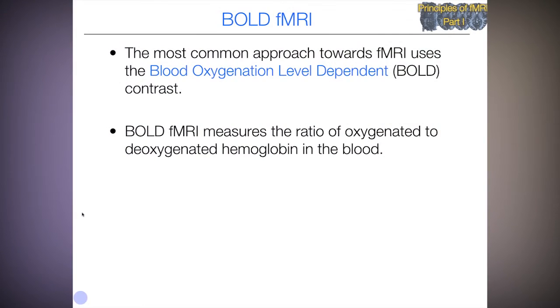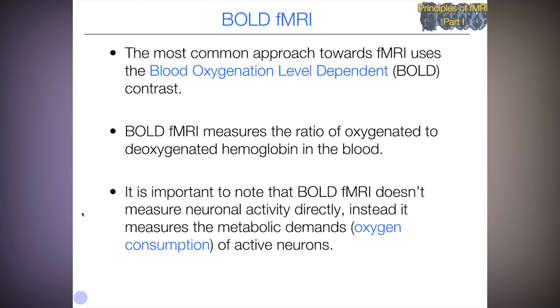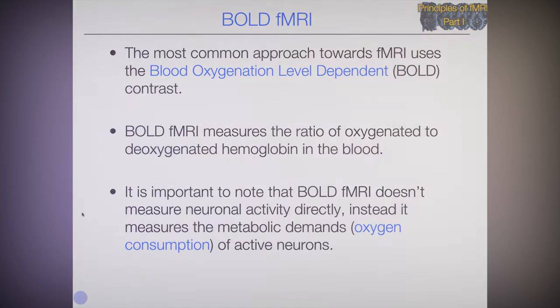So what does this signal that we get in this time series mean? Well, the most common approach towards fMRI uses what's called the blood oxygenation level dependent, or BOLD contrast. BOLD fMRI measures the ratio of oxygenated to deoxygenated hemoglobin in the blood. It's important to note that BOLD fMRI doesn't measure neuronal activation directly. Instead, it measures the metabolic demands, or the oxygen consumption of active neurons. When neurons are active, they need access to oxygen to replenish their energy, and it's this oxygen consumption that we can see, which is a side effect of the neuronal activation that we're actually interested in studying.